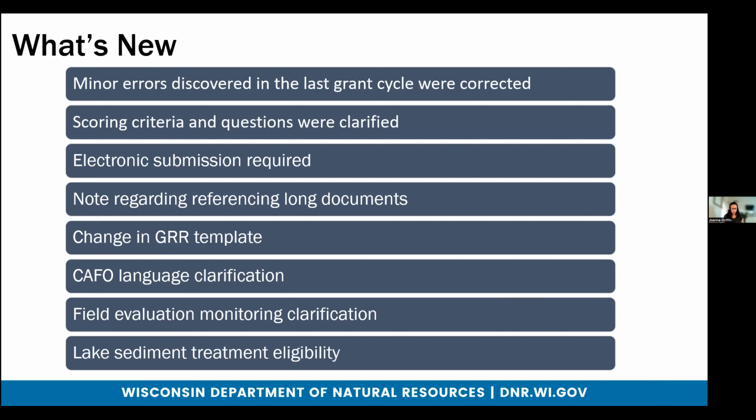Also changed this year was how we will fund lake sediment treatments. So starting this year, lake sediment treatments will only be eligible in small scale agricultural TMDL TRIM grants and not in large scale TRIM grants. The grant application will be scored and ranked based on the project that can be funded in the 2-year grant period. So this may not cover the funding for the entire project. Applicants will be able to apply in successive years if needed.